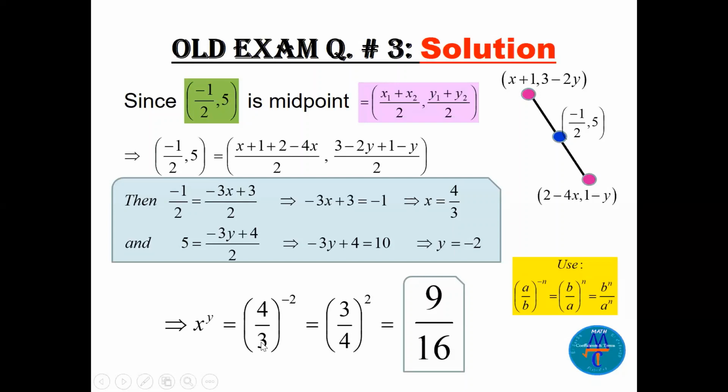So this is our example now. 4 over 3 is the x. The y is minus 2. So with this minus power, I flip: 3 over 4 squared. I square each number here. 9 over 16 is the answer.